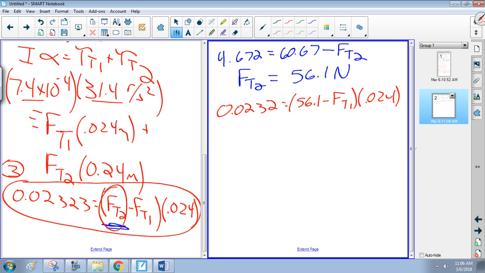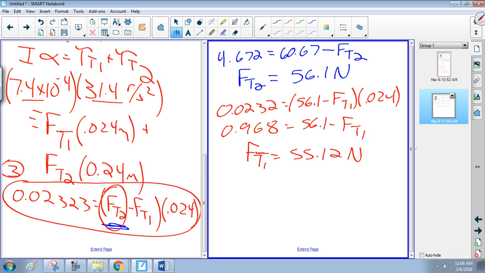So solve that. So let's see. So we want to do this guy divided by 0.024. So I'm looking at 0.968 equals 56.1 minus the force of tension 1. So minus that, and it gives you 55.12. Force of tension 1 is 55.12 newtons. I guess technically it's in a negative direction according to the pulley, but all right.